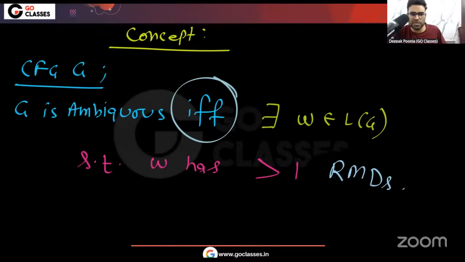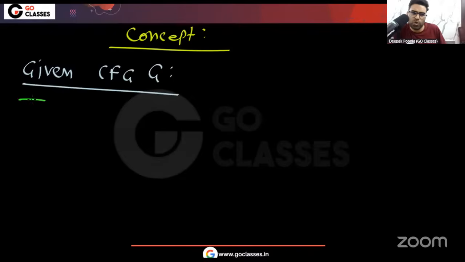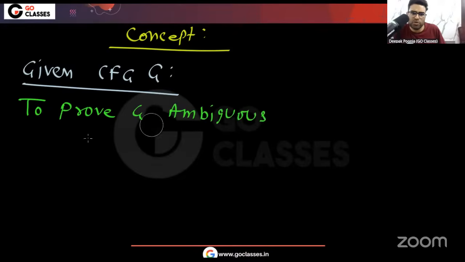Okay, so tell me one thing. If you want to prove that a grammar is ambiguous, let's assume this given context free grammar G you have. Just tell me, if you want to give a proof to prove G is ambiguous, what do you need to do?